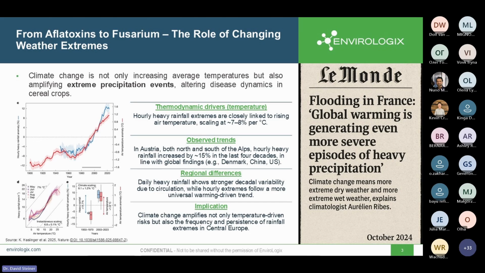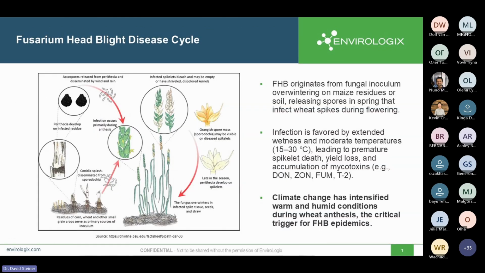And I think the takeaway here is clear. With more frequent and intense rainfall, the risk of Fusarium infections will grow in Central Europe, but also in other regions worldwide. To see how this unfolds in practice, let's look at the disease cycle of one of the most relevant crop diseases, namely Fusarium head blight.